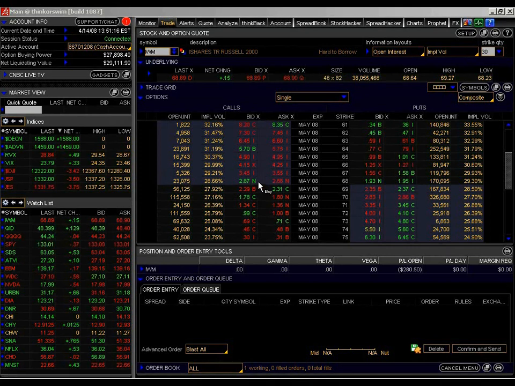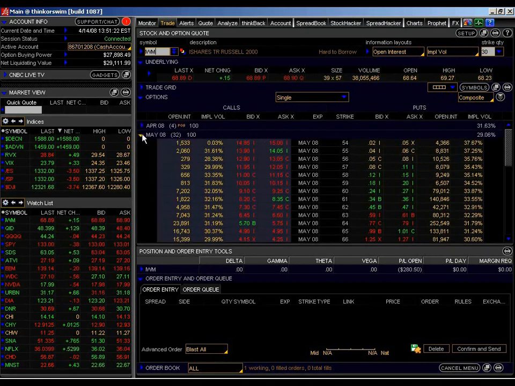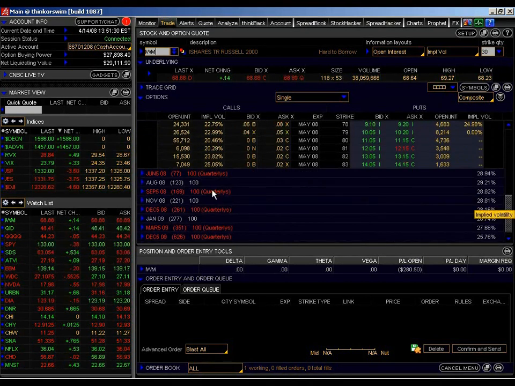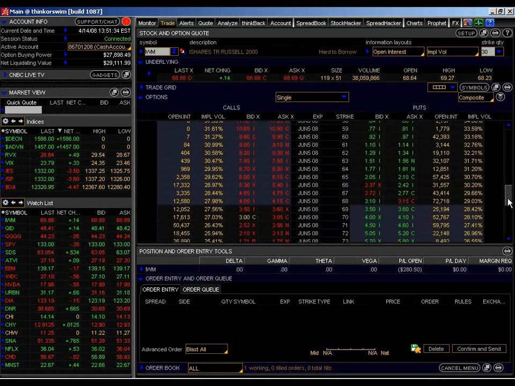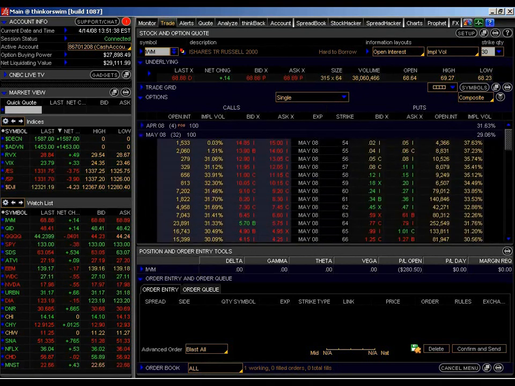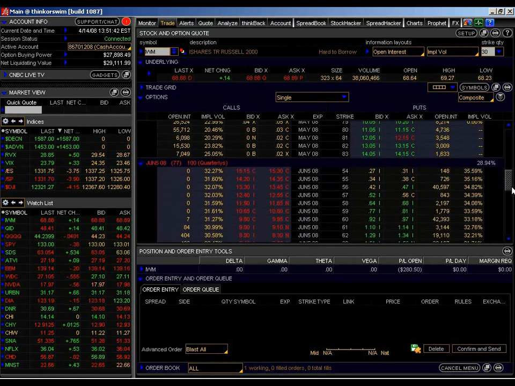So we're going to take a look at what we can do here on a new position. This is selecting a new position on the IWM. And for the May options, we've got 32 days to expiration. We'll probably go with the May, and we'll go with the June quarterlies. Because the April options have not expired yet, they don't have the regular June options. So we'll go with the quarterlies.